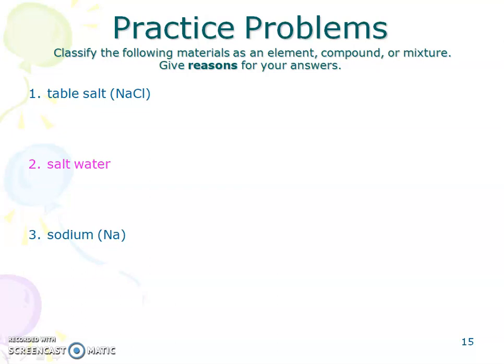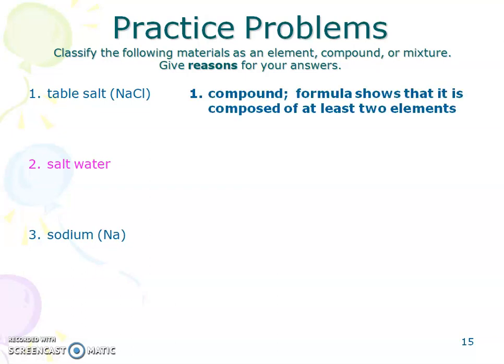Hopefully you wrote something down. Hopefully at least you got to pick between element, compound, and mixture, and hopefully you went above and beyond and wrote some kind of reasoning, the why. So number one, it's a compound. First of all, I'm showing you the formula, and the formula shows you two capital letters. So that is a big, big hint that it's a compound. Two or more capital letters must mean I have two or more elements combining.